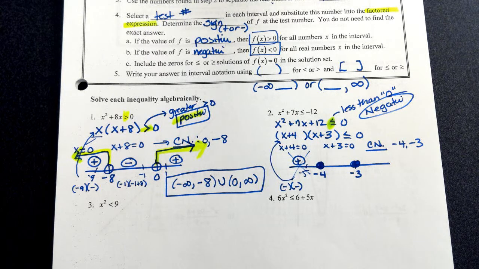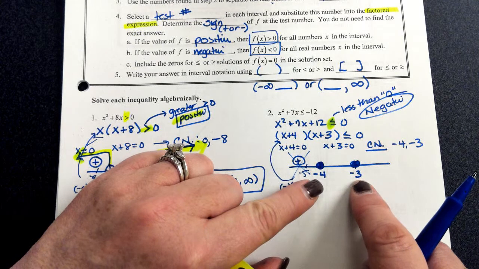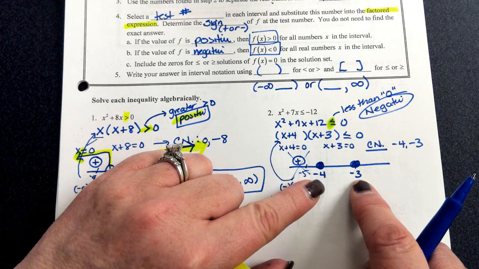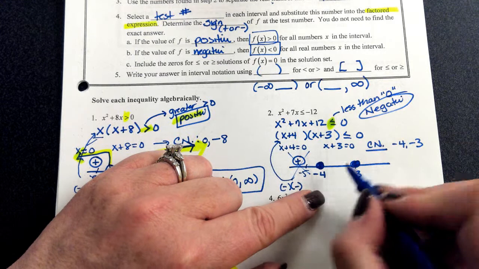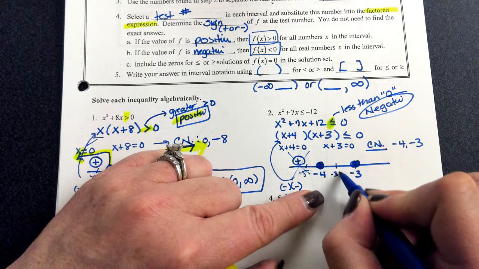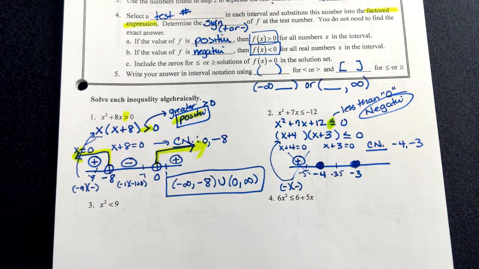Now this is why it's important to understand you don't need to have an exact number. Because notice I've got these critical numbers between -4 and -3. I'm going to have to pick a decimal. So I'm going to have to pick, let's say, -3.5. All you need to concern yourself with is, would it produce a positive or a negative number?